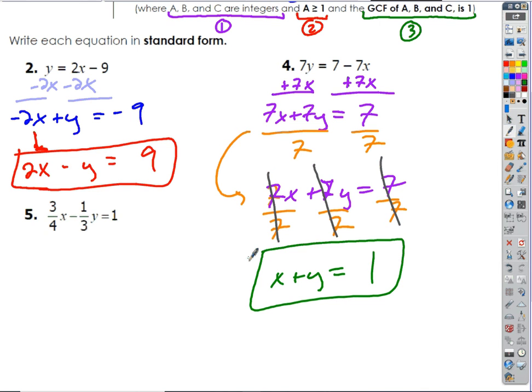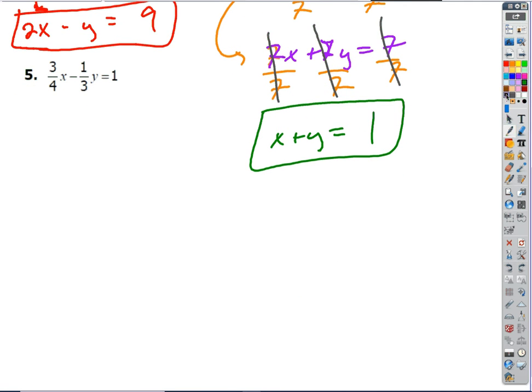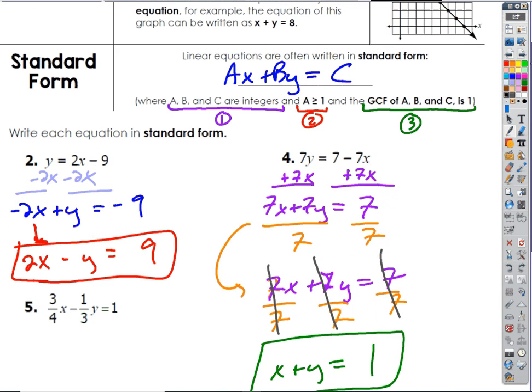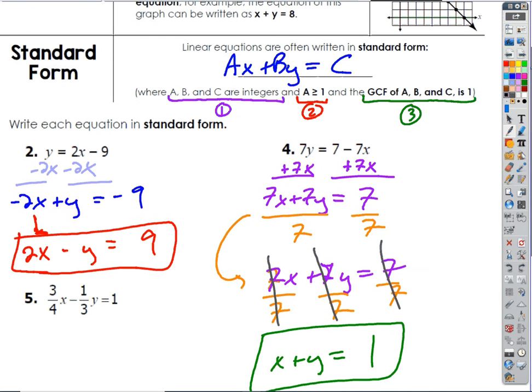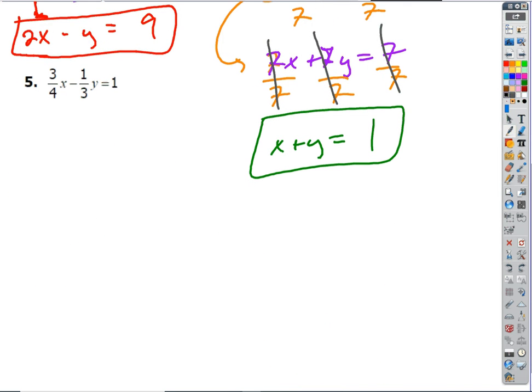Okay, last one, probably the toughest one. So what about this guy here? It's in pretty good shape. It follows rule 1. Actually, it doesn't follow rule 1. Those aren't integers, are they? It follows rule 2. A is positive, and it follows maybe rule 3. It's hard to even tell with rule 3. But what's wrong with that, obviously? What's the big red flag here? Fractions. We got to have integers for A and B and C, right?